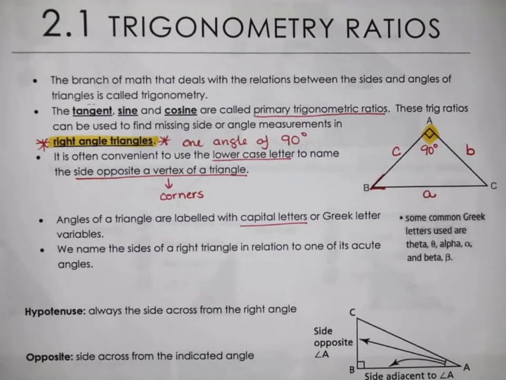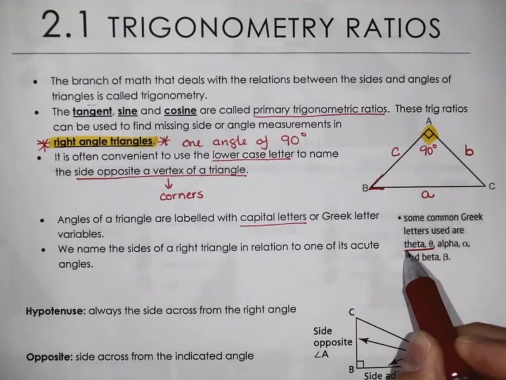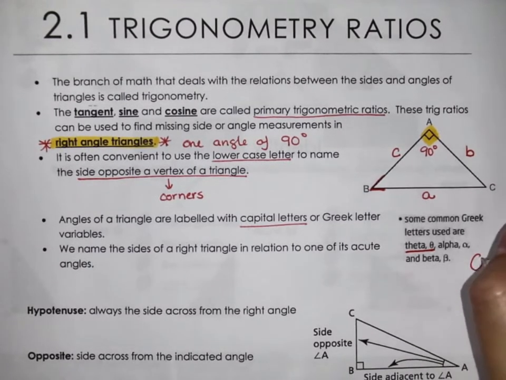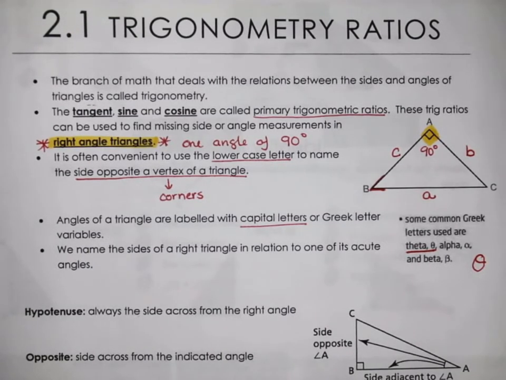Goodness gracious. Okay, sometimes we use the Greek alphabet to represent an angle. And the ones that we use the most are theta, that's a big one right here, and we will use alpha and beta as well. To make the symbol theta, it's literally just a circle with a loop through it. So that's theta, TH, theta. We use that a lot, and that represents an angle. All right, does that make sense to everybody?